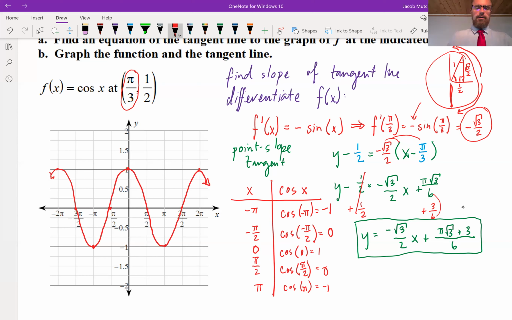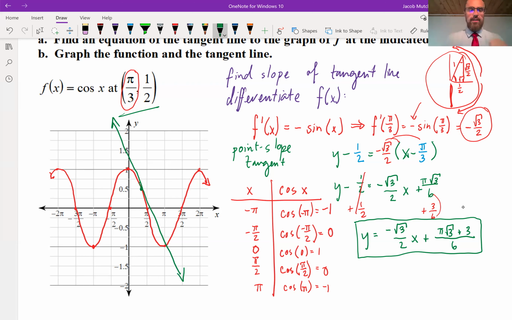Now, if I try to locate my point here, pi over 3, 1/2, that would be right there. So right, kind of to the right of the y-axis as it has its descent. So definitely if I think about the slope, -√3/2, that's a negative slope. In fact, I can just sketch this in. And definitely that tangent line is tangent to the curve at pi over 3, 1/2.